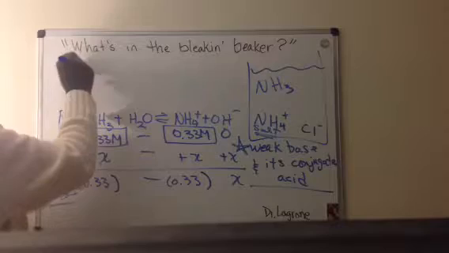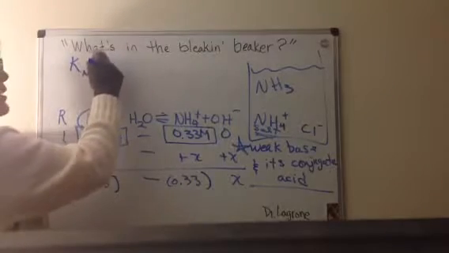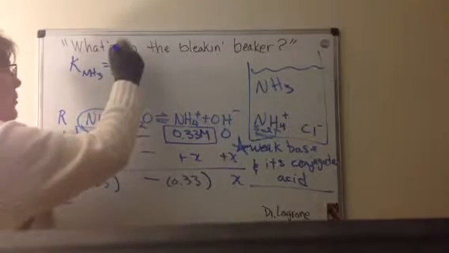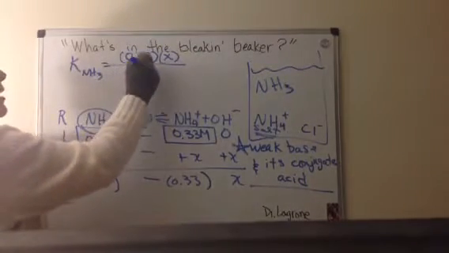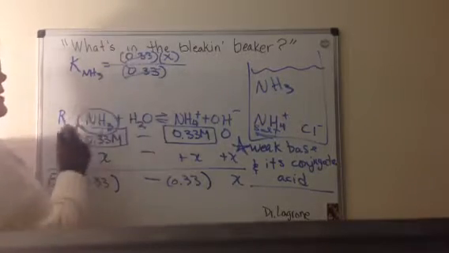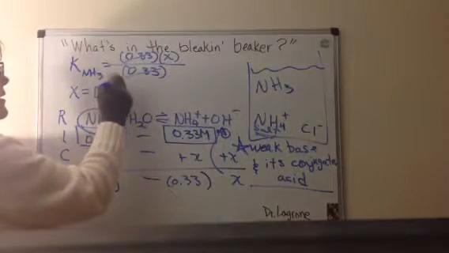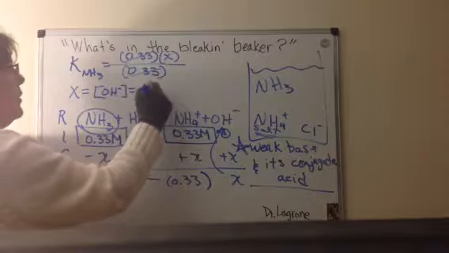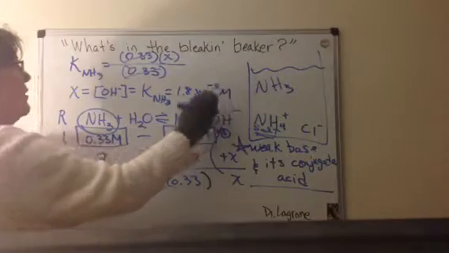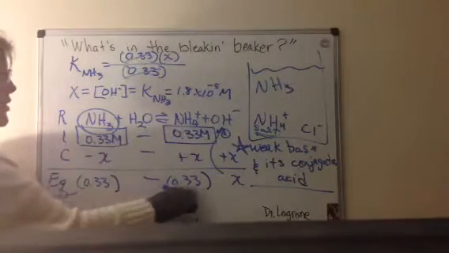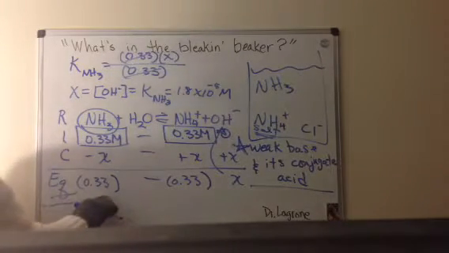So you have your K for ammonia, NH3, is what's in my rice table. So K for ammonia, and that's going to equal 0.33 times X over 0.33. Oh, and you see this is quite nice. So the X, which is the concentration of hydroxide, is the K for ammonia, which is 1.8 times 10 to the negative 5 molar. And you see if I add that number to 0.33, it does not change 0.33. And if I subtract it from 0.33, it does not change it from 0.33.